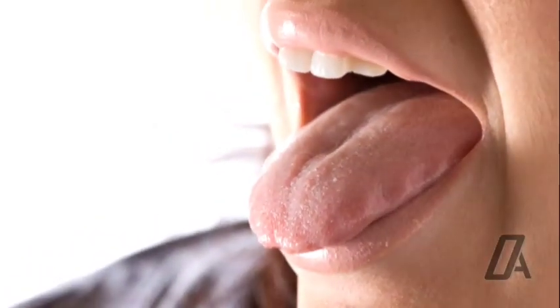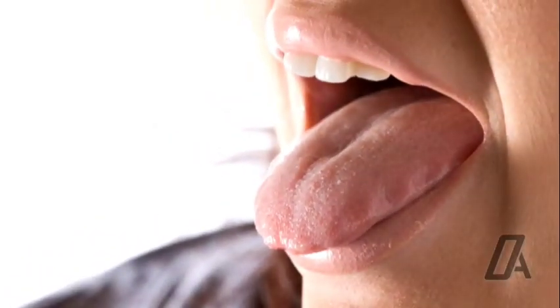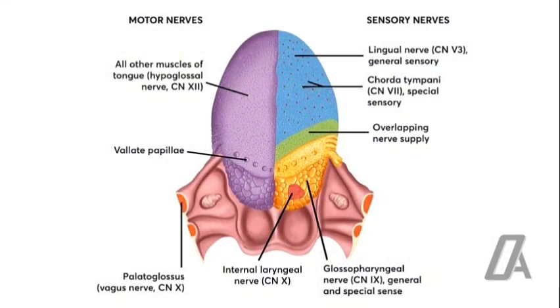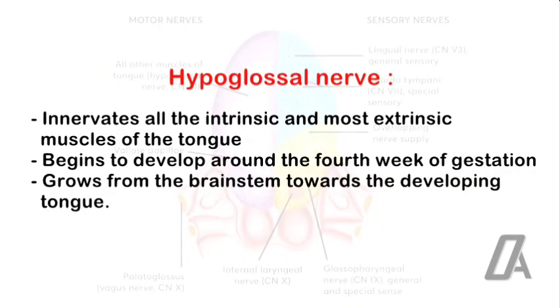The tongue's complex functions require sophisticated neural control. This involves several cranial nerves. Their development plays a vital role in normal tongue function. The process begins early in embryonic life and continues postnatally. The hypoglossal nerve, cranial nerve 12, is the main motor nerve. It innervates all the intrinsic and most extrinsic muscles of the tongue.